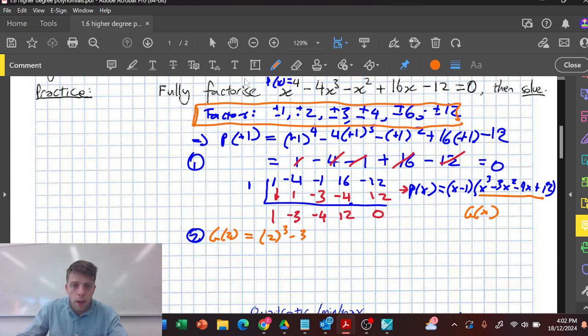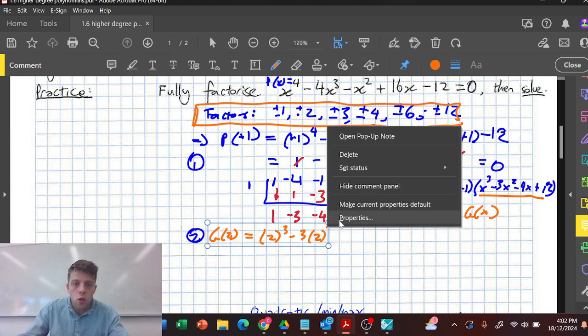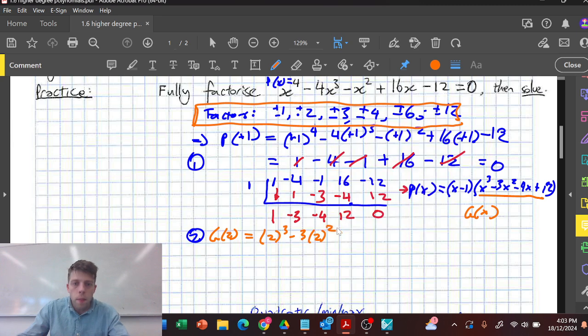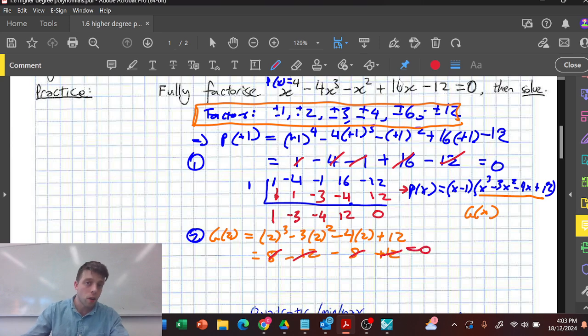This is 2 cubed minus 3 times 2 squared minus 4 times 2 plus 12. Okay, so this is 8. This is 4 times 3, which is -12. This here is -8, and this is plus 12. That's very lucky. I didn't do this before recording this video, so quite fortunately, that and that cancel out, that and that cancel out, and this is equal to 0. Fantastic news. Okay, we found another factor.